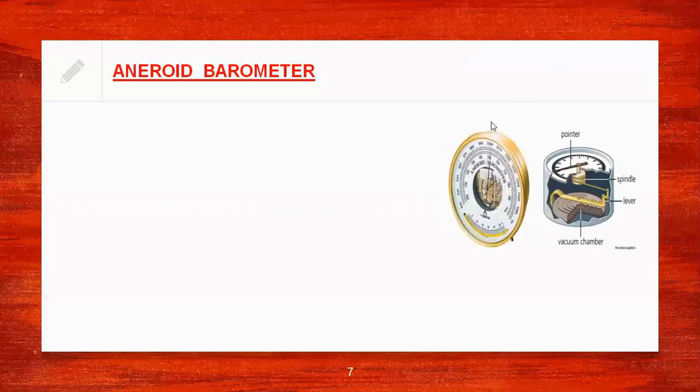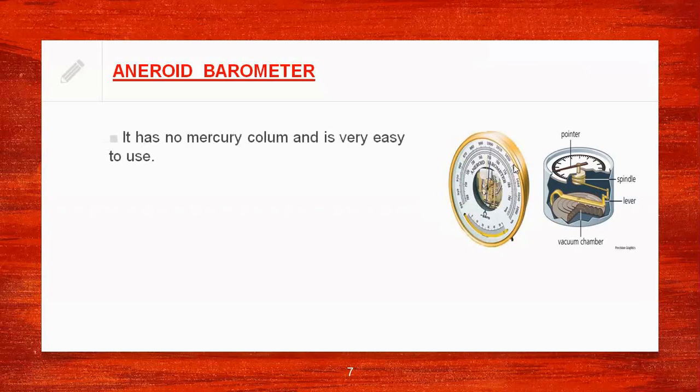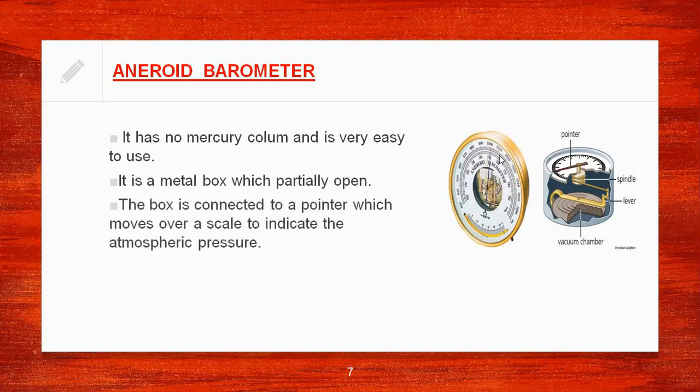About the aneroid barometer. This is the image of your aneroid barometer and it looks very like a watch. It has no mercury in it and it is very easy to use. As you can see in the image, it does not contain any mercury. It is a metal box. It is made of metal and it has a small opening or is partially evacuated. Now this box is very sensitive towards the change in the pressure. Whenever there's a change in the pressure, there's an expansion and contraction in this mechanism. With the help of the lever and spindle, it moves the pointer and gives you the reading. The box is connected to a pointer which moves over a scale to indicate the atmospheric pressure.